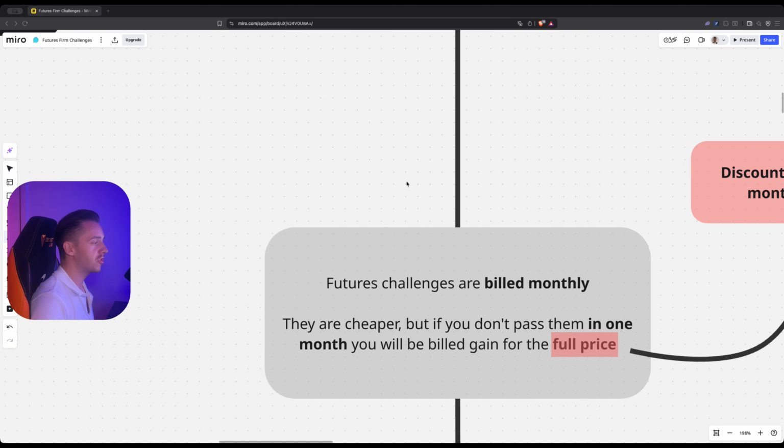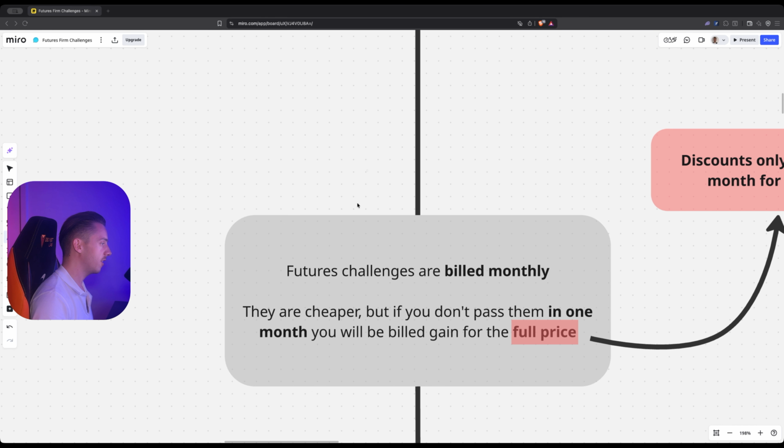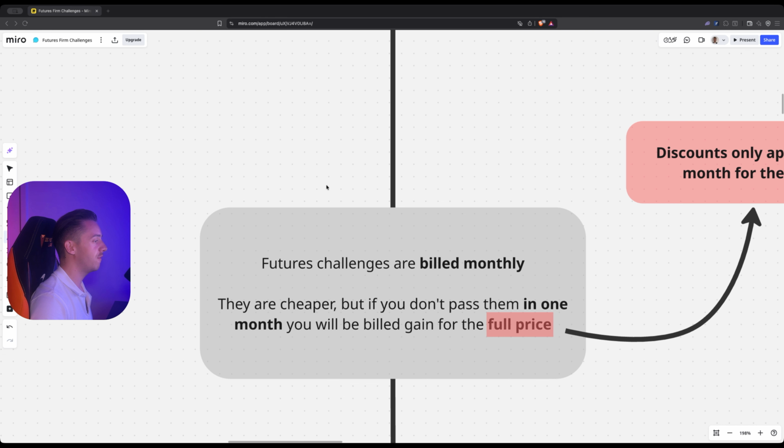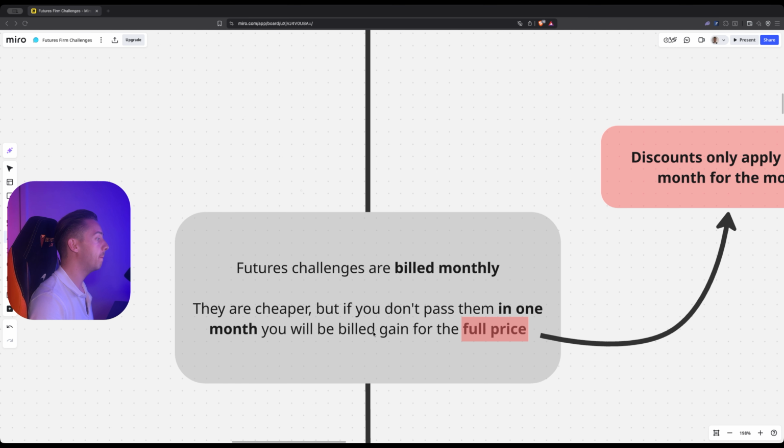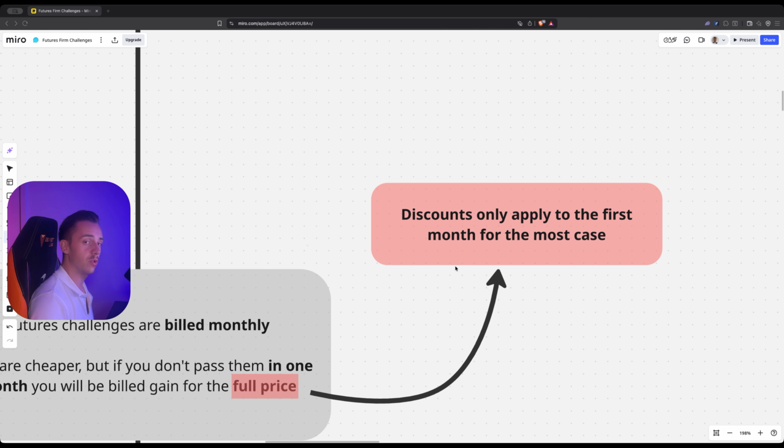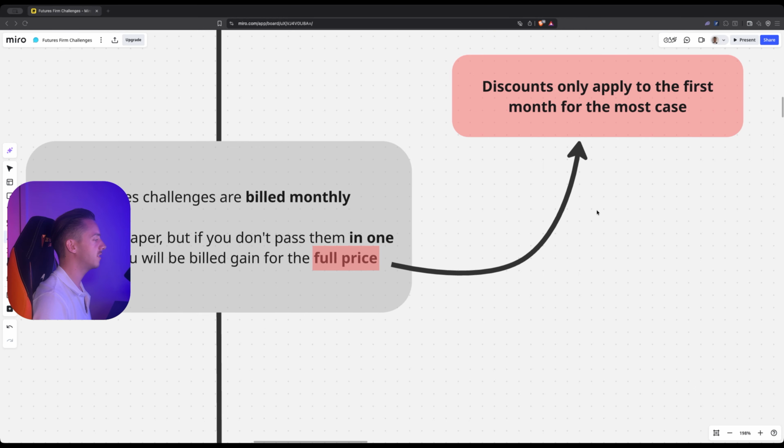Now, futures challenges are billed monthly. They are cheaper, but if you don't pass them in 1 month, you'll be billed again for the full price. Discounts, which you might be getting on them, only apply to the first month for the most part, which means if you got a 20% discount or a 35% discount, it will only be applied for your first month, and then you will be billed for the full price.